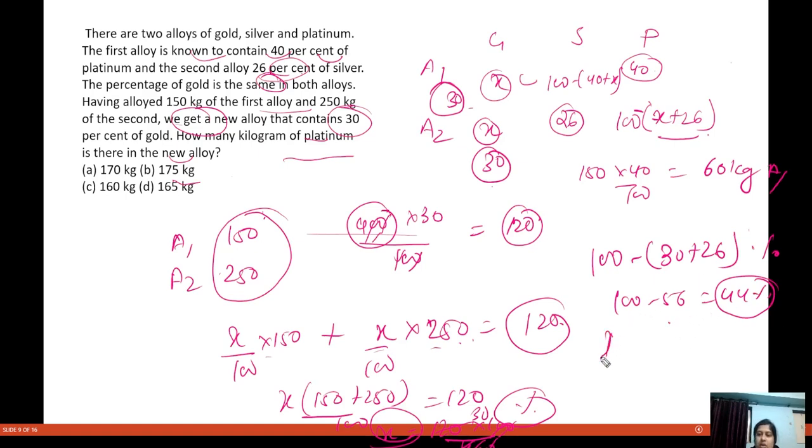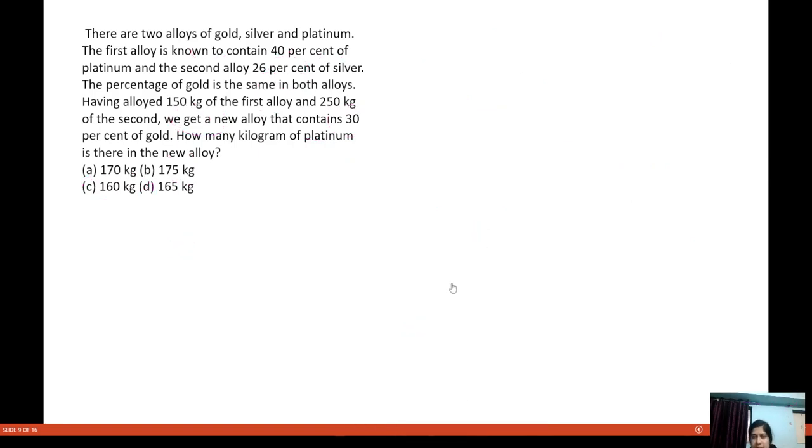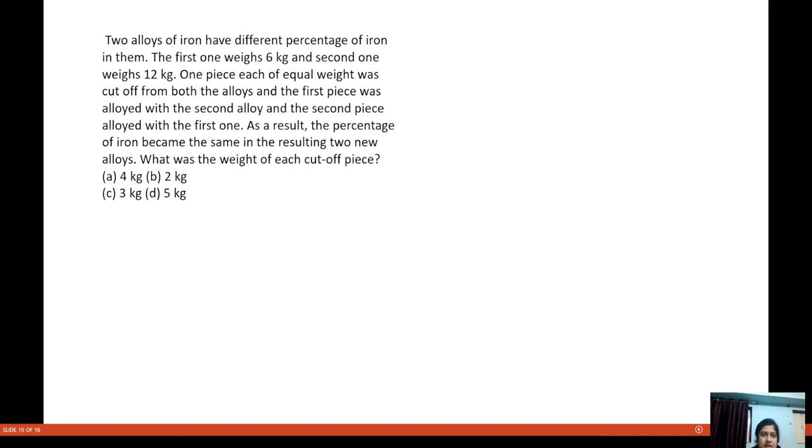So we have 250 into 44 divided by 100. Obviously this 0 gets cancelled. You have 5 here, you have 2 here, you have 22 here. So this comes to be 110 and this comes to be 60. So you get 170 kilograms of platinum here. I hope everybody understands this now. Fine. Now let us look at one more question.